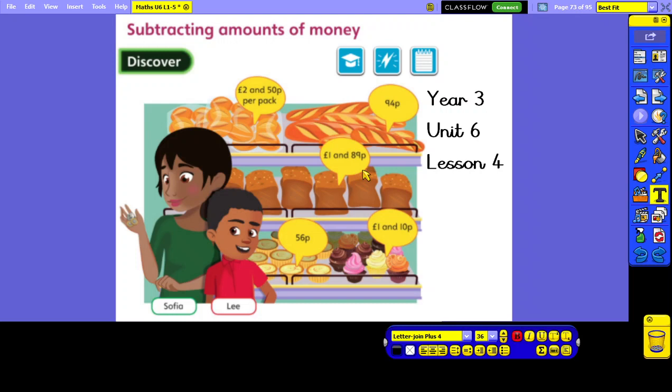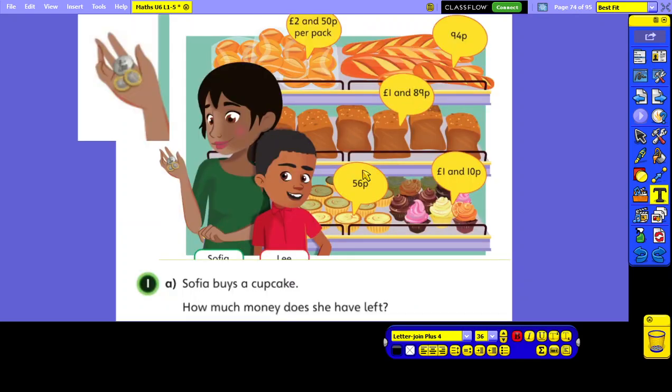Okay, so let's have a look at what Sophia and Lee are doing. They're in a lovely bakery. What's going on? So Sophia buys a cupcake. How much money does she have left? And I've had to enlarge the picture of her hand there because that's really tricksy to have a look at. So I'm working out that she's got two £1 coins and a 50p piece. So she's got £2 and 50p, and she's buying a cupcake.